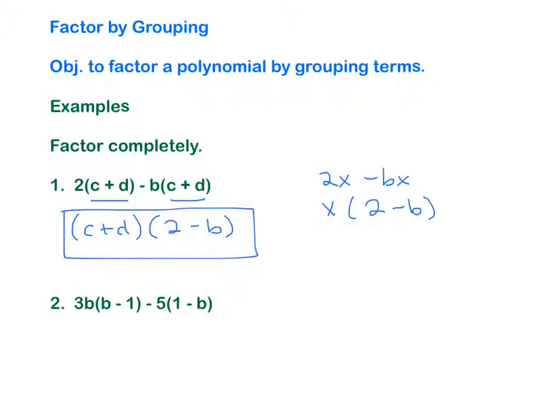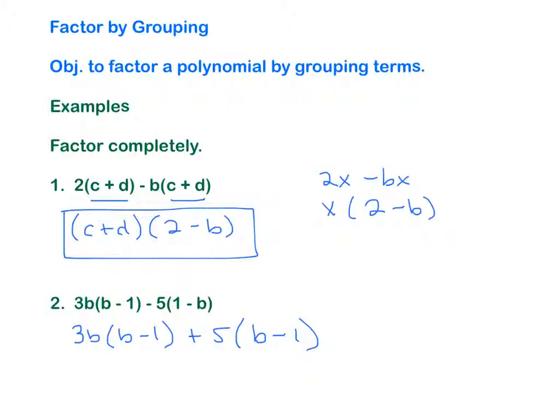In this next example, you'll see that I have b minus 1 and 1 minus b, which aren't exactly the same. But I can make them the same. If I take this problem and I rewrite the second half, instead of having a minus 5, I'm going to put a plus 5. And then what that will do is I can switch this around. I'm basically taking the b minus 1, or the 1 minus b, and multiplying it by negative 1. So that would give me a negative 1 here and a positive b here. I put it in this order so it looks the same.